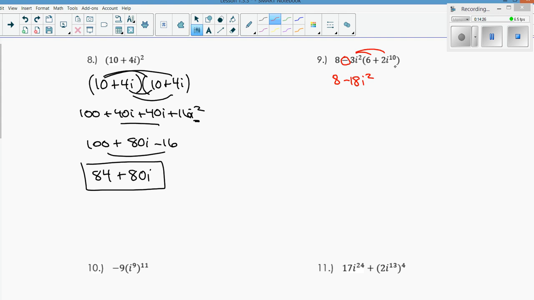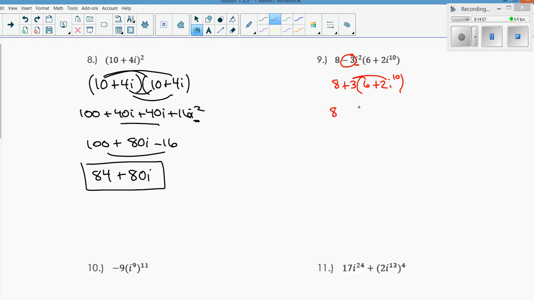I'm going to make this a little bit easier, actually. So I caught the fact that that was an i squared. So I would actually replace this, and I would say, okay, i squared is negative 1 times a negative 3 means that this is actually 8. Negative 1 times negative 3 is positive 3 times 6 plus 2i to the 10th. And now I can distribute a 3 instead of a 3i squared. Okay? You would have gotten the same answer before, just a little bit more work.